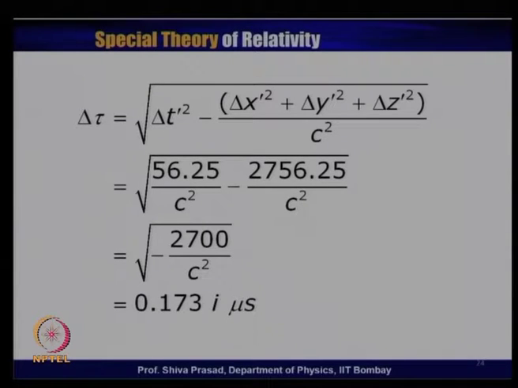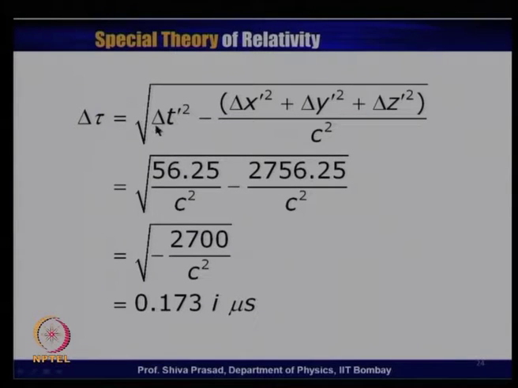I substituted back in my equation, which is delta tau is equal to the square root of delta t prime square minus delta x prime square plus delta y prime square plus delta z prime square, divided by c square. Put the value of delta t prime that we have obtained, put the value of delta x prime that we have obtained, take a small calculator, work out these things. You will get exactly the square root of minus 2700 divided by c square, which is 0.173 i microsecond, exactly similar to the earlier case.